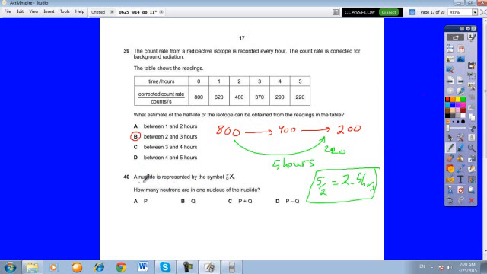Finally, number 40. A nuclide is represented by symbol X, P, and Q. How many neutrons are in one nucleus? Q represents the number of protons and electrons. P represents the number of nucleons. So the number of neutrons is the number of nucleons, which is P, minus the number of protons, which is Q. So P minus Q. D. Thank you.